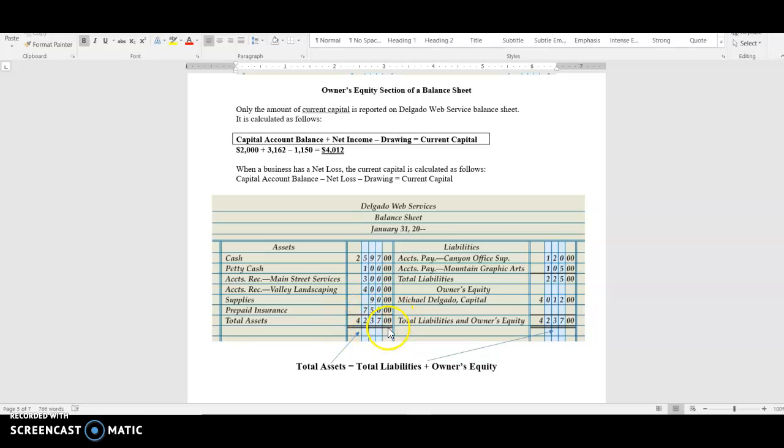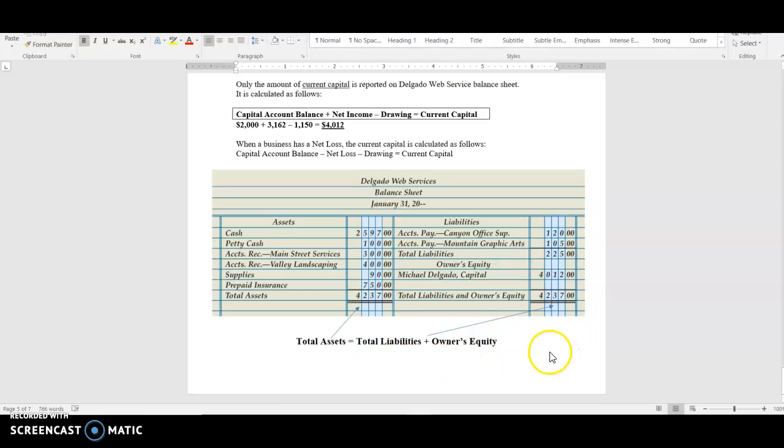At the bottom, though, you will notice our formula that we learned from day one: assets equal liabilities plus owner's equity. In this case, on the left-hand side of the balance sheet are the assets and the total. The right-hand side are the liabilities plus the owner's equity, and those two must match in order to have an accurate document.